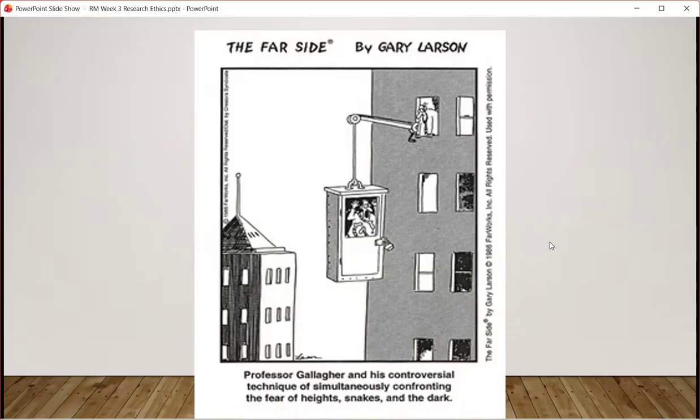And as always, I like a good cartoon. I appreciate The Far Side. And I would say this is a what not to do for your research. And there will be an upload of the PowerPoint, so you'll be able to read the cartoon there.